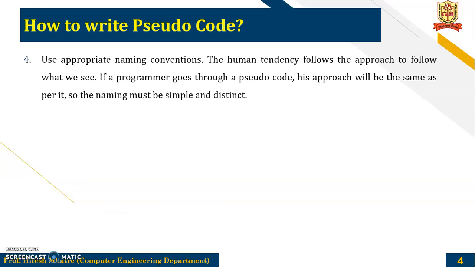Then step number 4, use appropriate naming conventions. The human tendency is to follow what we see. If a programmer goes through a pseudocode, his approach will be the same as per it. So the naming must be simple and distinct. Whatever names you give, make sure the names are appropriate. If I want to represent a student variable, I will write it as student, not simply S or S1. This may create confusion.